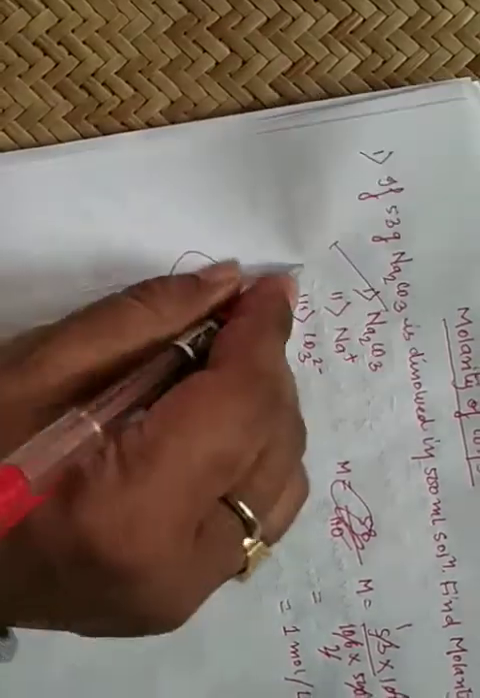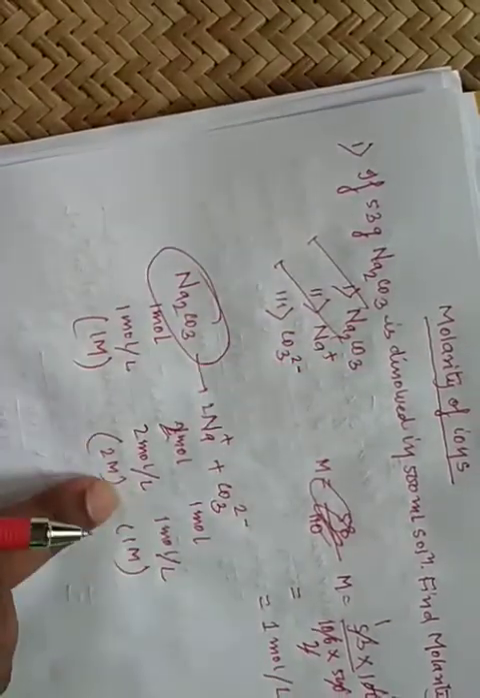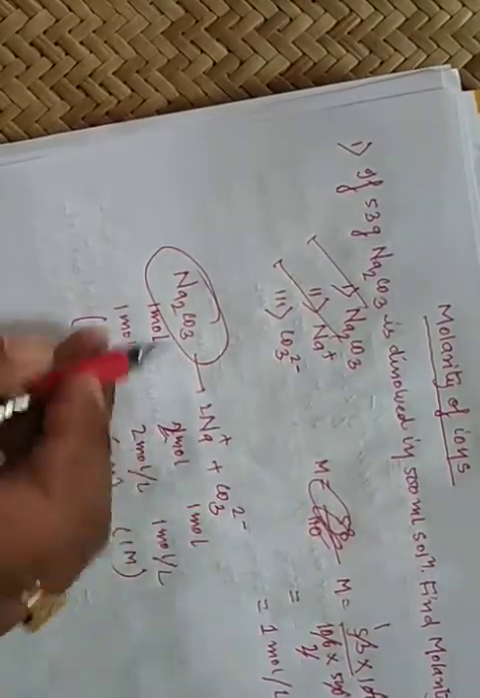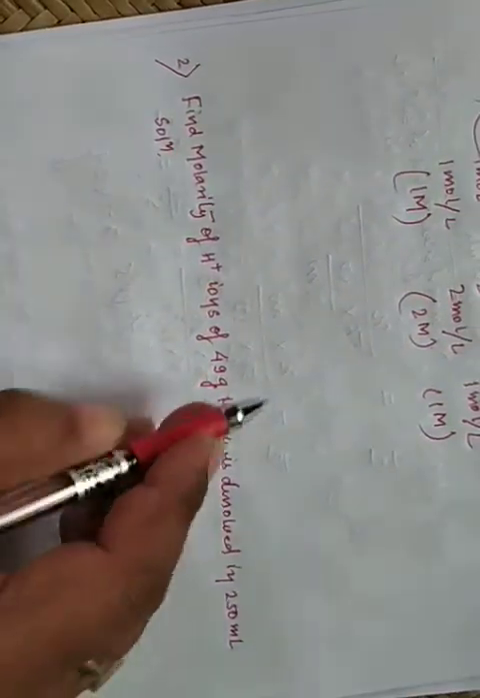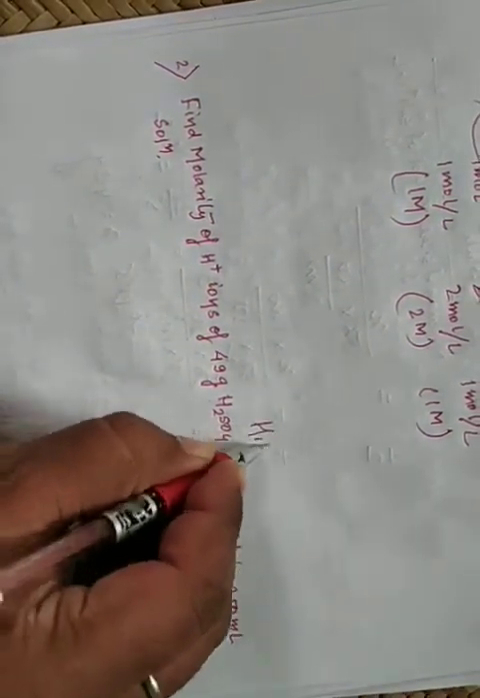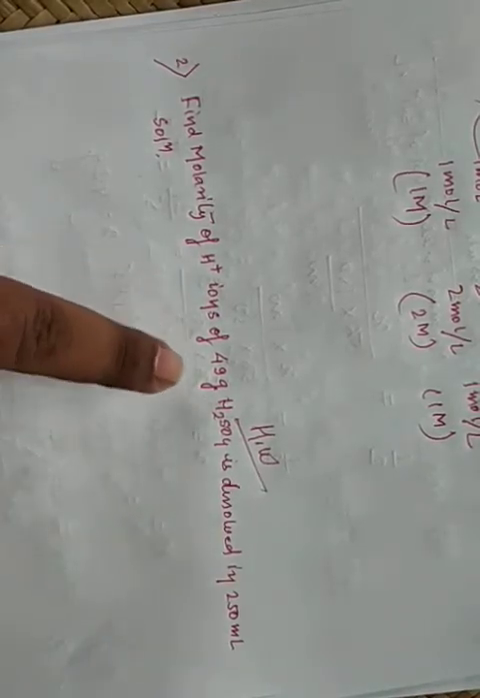So now here Na+ molarity is 2 molar, and CO3 2- molarity is 1 molar. This is based on the stoichiometric coefficient method. Now here is the question, this is your homework. Just note down: find the molarity of H+ ion if 49 gram H2SO4 is dissolved in 250 ml of solution. Clear? So this is the molarity of ions.